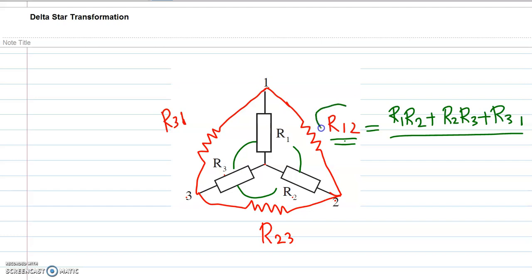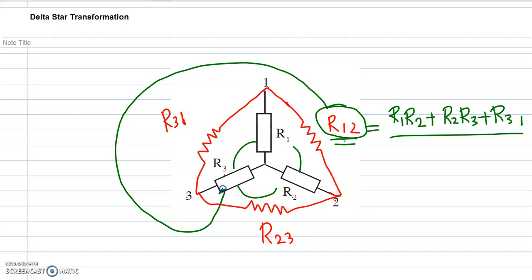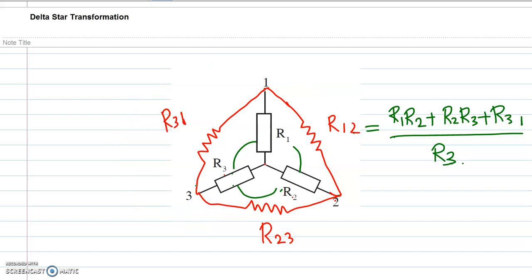Since you are trying to find the resistance R12, you look at the resistance opposite to R12. Opposite to R12 is R3, that is the leg which is connected to neither 1 nor 2. So the numerator is R1 R2 plus R2 R3 plus R3 R1, divided by the resistance connected to the other leg. Here it was 1 2, so now we take the third resistance, R3. Now you need to find R23.